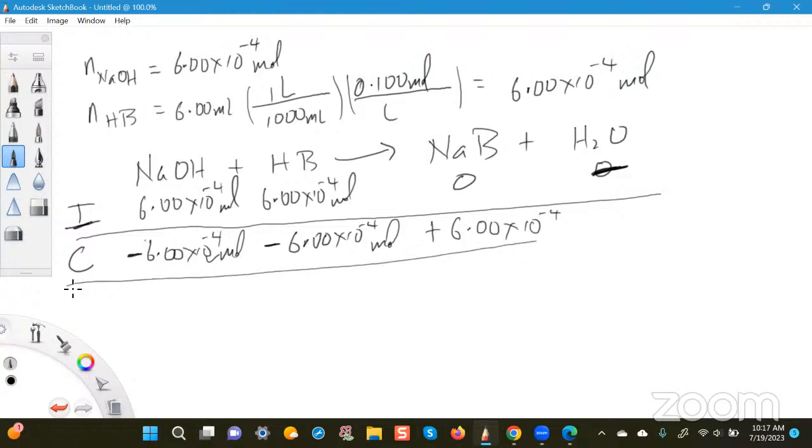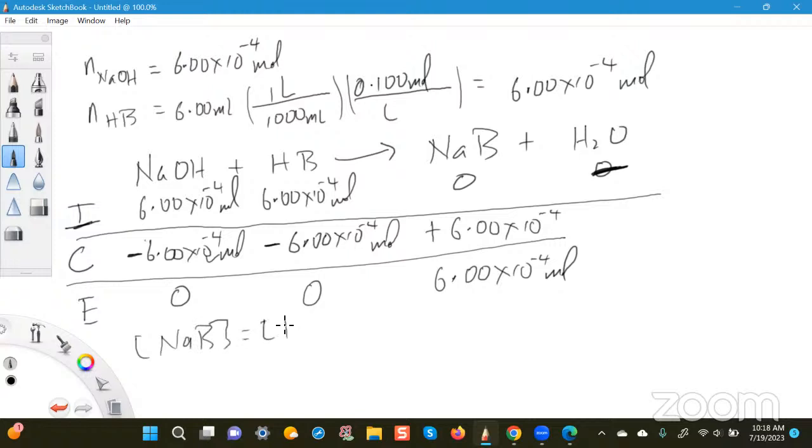So therefore, at the end of this reaction, you're going to have none of that remaining, none of that here, and the only thing that would be left would be the sodium butanoate, 6.00 times 10 to the minus 4 moles, all right? So the next thing we need to do now is to determine the molarity of the only thing remaining, which is the NaB, which by the way would be the same thing as the concentration of B minus, right? So that would be equal to 6.00 times 10 to the minus 4 moles. And then we divide by the volume.